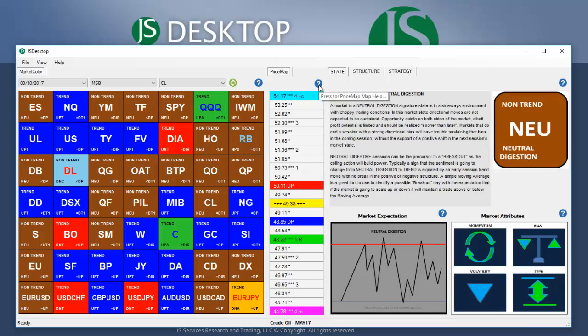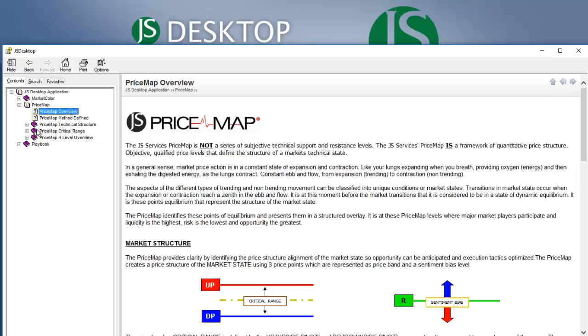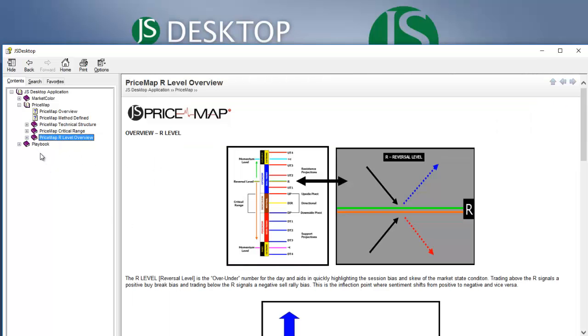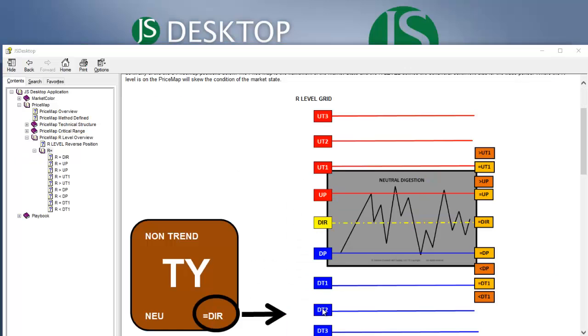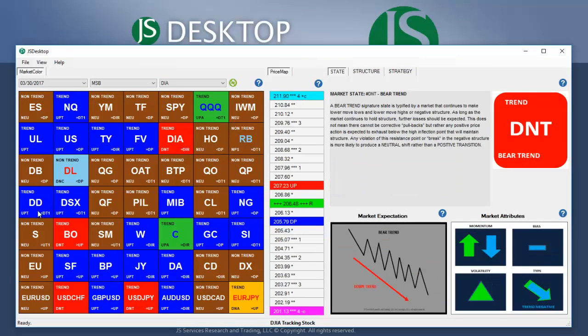With the price map, the question mark here takes you to the help tree, and there's full detail on the price map. Definitely recommend going through the critical range, understanding the key features, as well as the R level overview. Where the R level is on the price map is key, and it also comes up on the tile. As you learn more about the R level positions, you may find a position that is more favorable to your strategy, and you'll search that out. You can quickly identify the difference between a market that's in a bear trend with sentiment at the directional versus a bear trend with sentiment above the market. It's going to create a different market structure bias. And you can learn more about that in the playbook section.